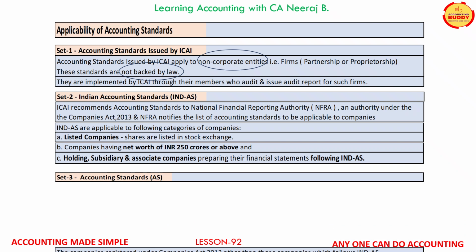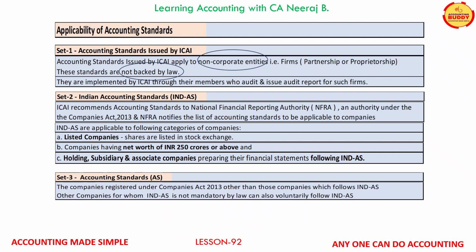Third set of accounting standards is applicable to the companies which are registered under Companies Act 2013, but they are other than those companies on which the Indian accounting standards are mandatorily applicable. Other companies for whom Indian accounting standard is not mandatory by law can also follow Indian accounting standard.